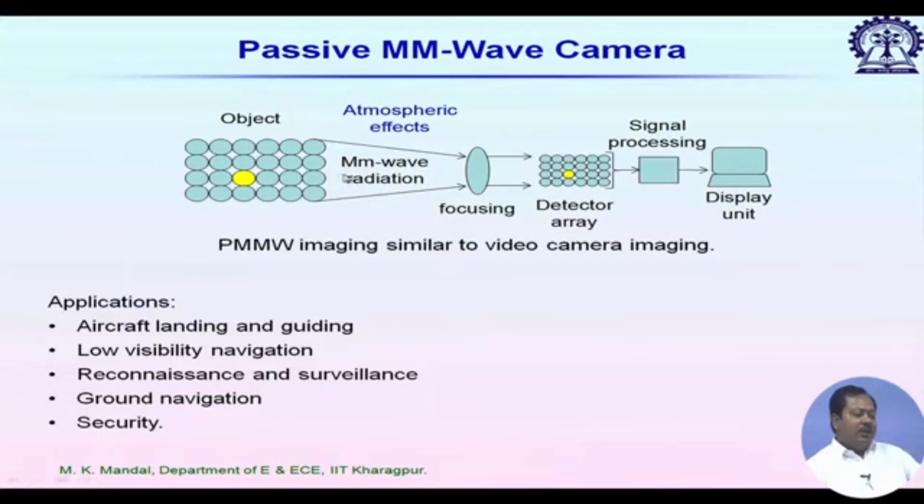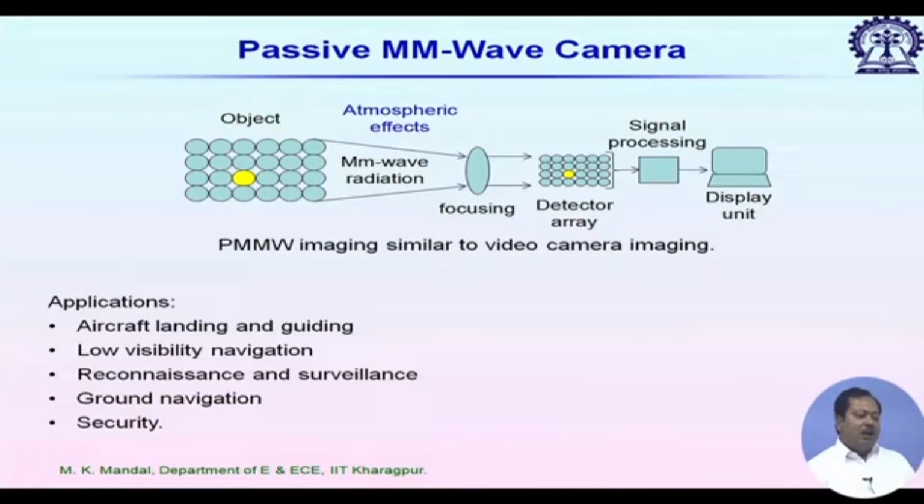So this is one imaging scheme. On the left-hand side it shows the object. It simply follows the principle we use for a video camera at optical frequency range, so we have to use some focusing arrangement. The object radiates millimeter wave radiation in all directions, and we collect some of it using a focusing lens. It can be a dielectric lens antenna or simply a parabolic reflector antenna.